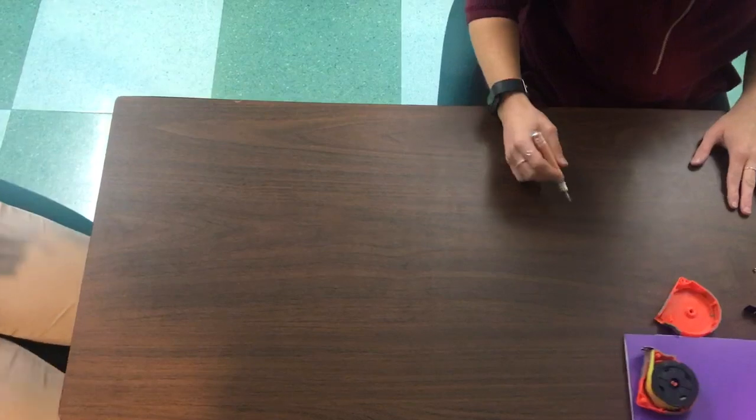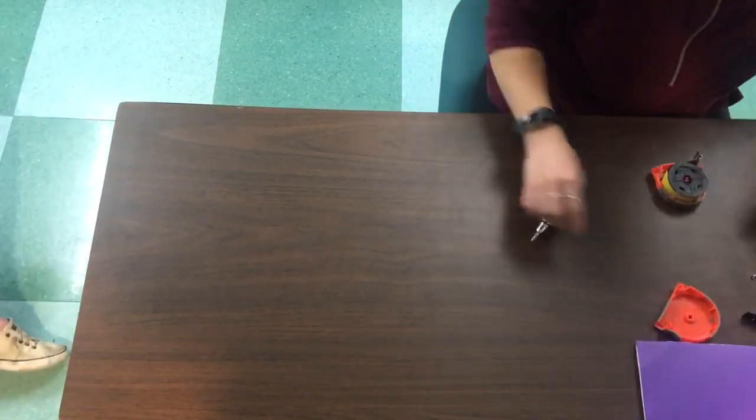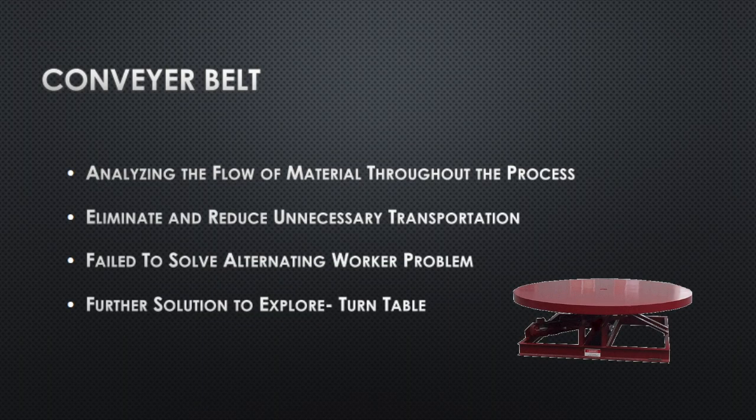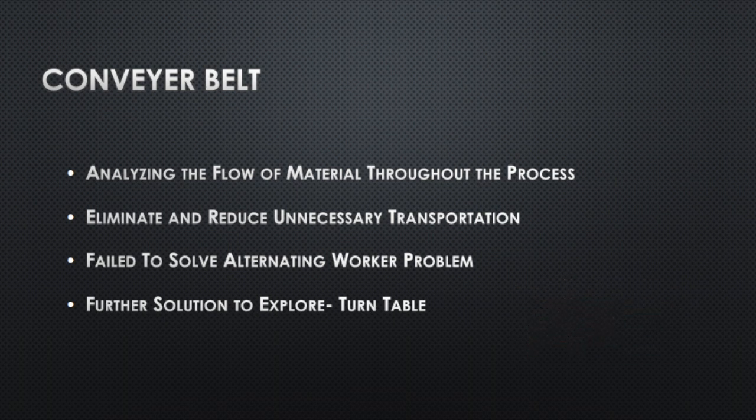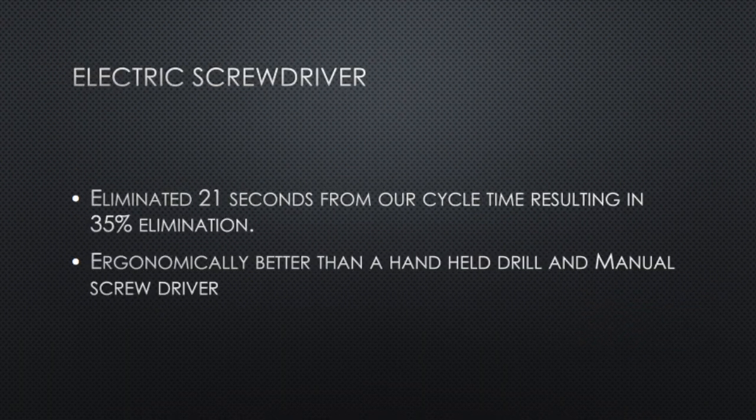This eliminated the waste in our process, however, had no way of alternating between workers. An alternative solution was including a turntable between the 3 workers. However, due to a lack of resources, this idea was not implemented and we did not use it in our final design. With the implementation of the electric screwdriver, 21 seconds was eliminated from the total cycle time.